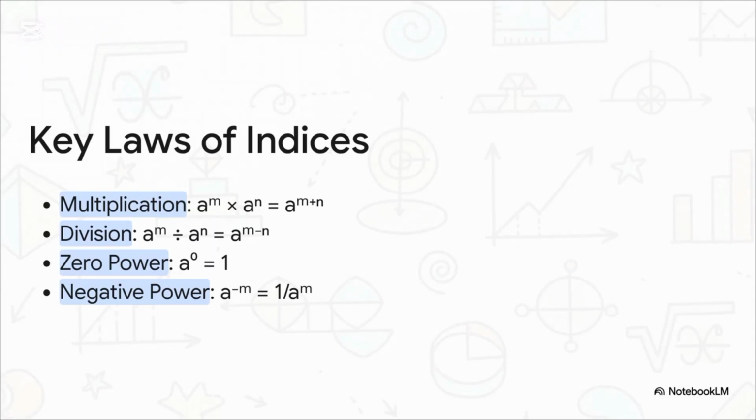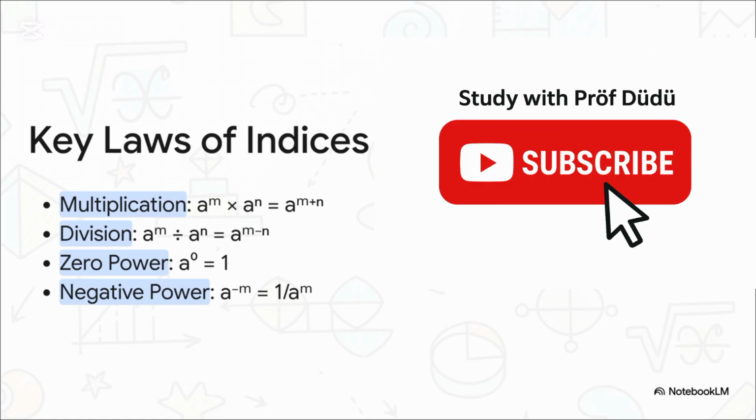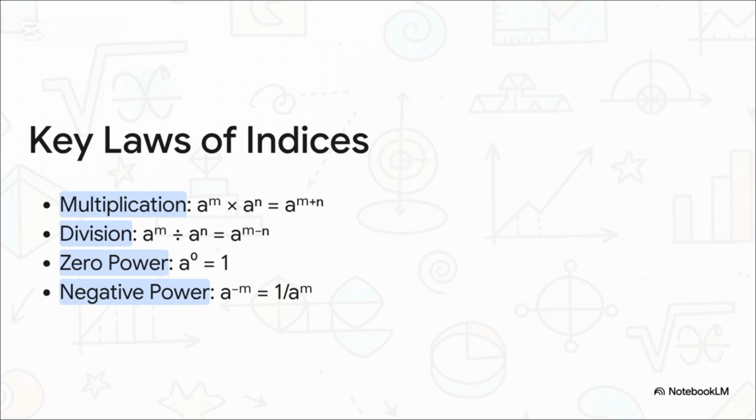And by seeing roots as powers, we suddenly unlock this amazing toolkit. These are the laws of indices. When you multiply, you just add the powers. When you divide, you subtract them. Anything to the power of 0 is always 1, and a negative power just means you flip the number into a fraction. These few simple rules govern all kinds of exponential relationships.